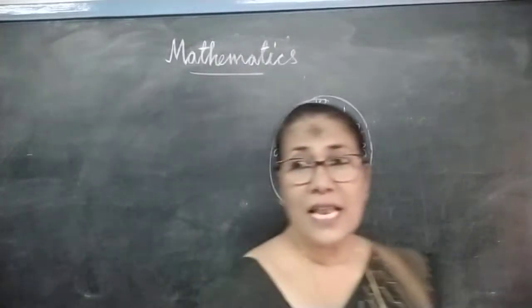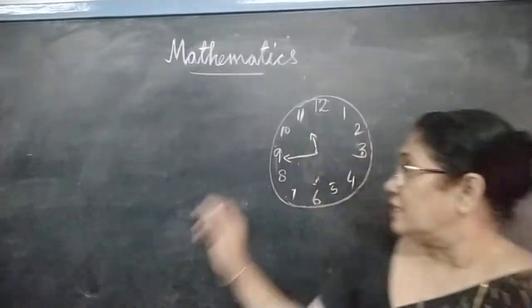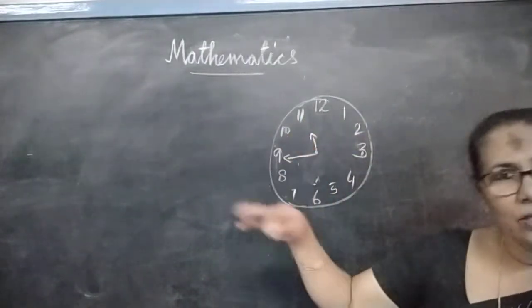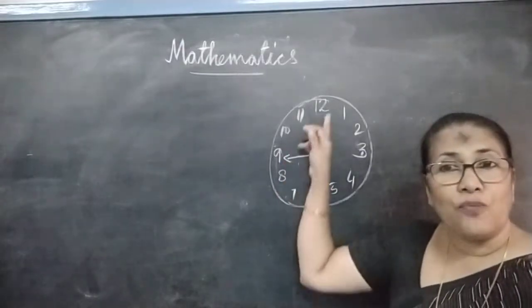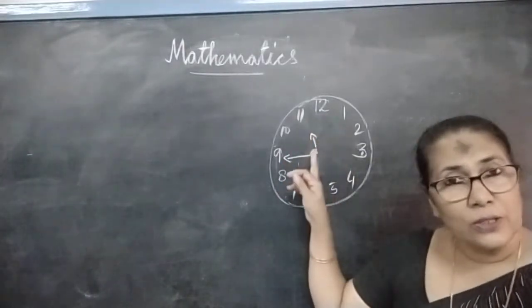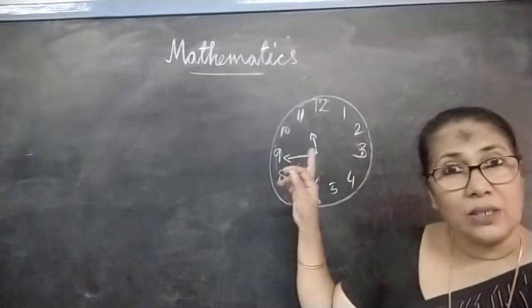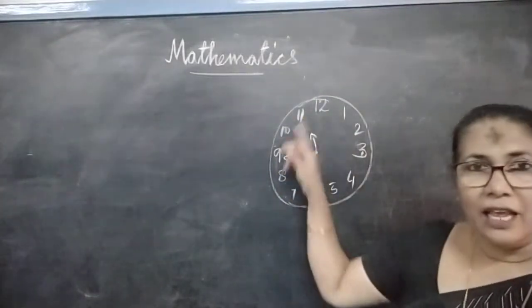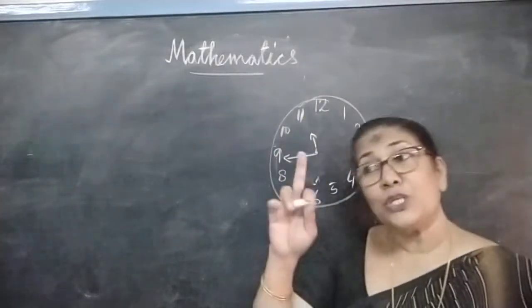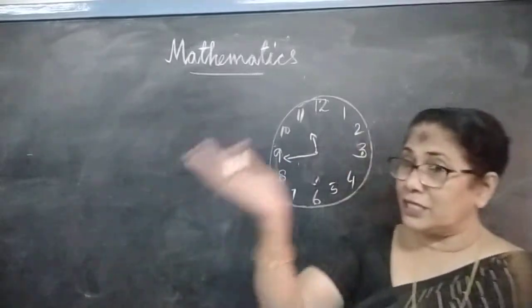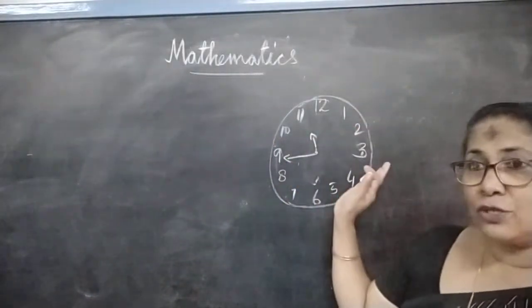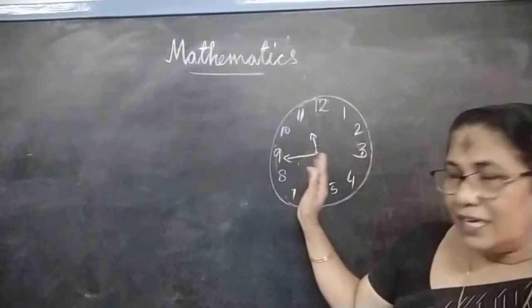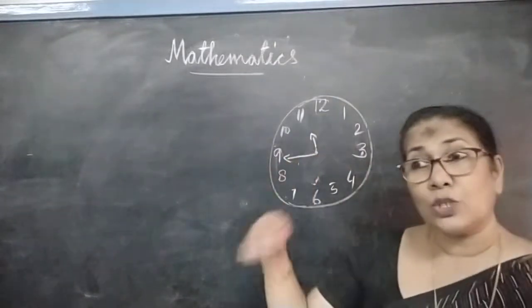Now this is 11:45. See, 11 o'clock is finished, over, and 15 minutes more for 12 o'clock. You can also say quarter. Quarter means 15 minutes. Quarter to, not quarter past. Past means the long hand has to come this side. If it is on the opposite side, you say to.